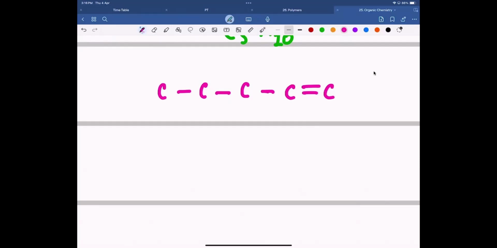Okay, now we have to write the structural formula. For writing the structural formula, what we usually do, just a minute, please.